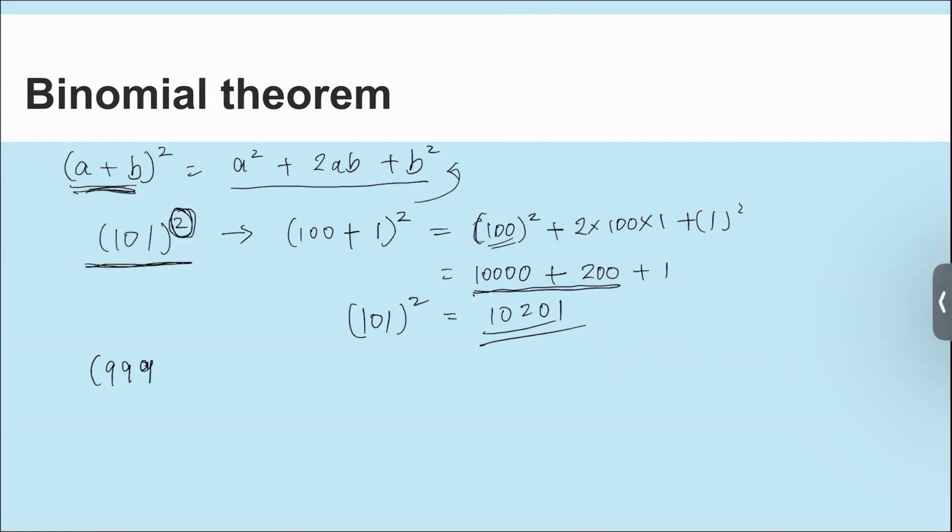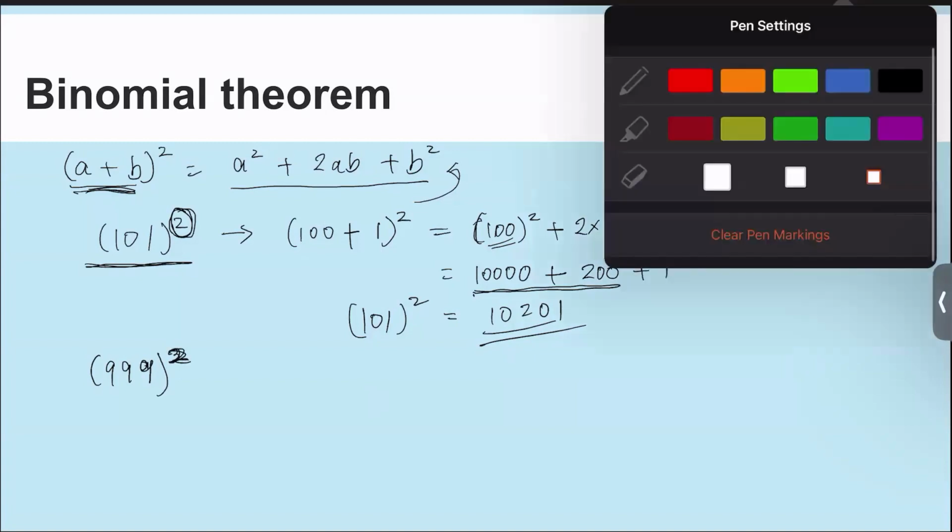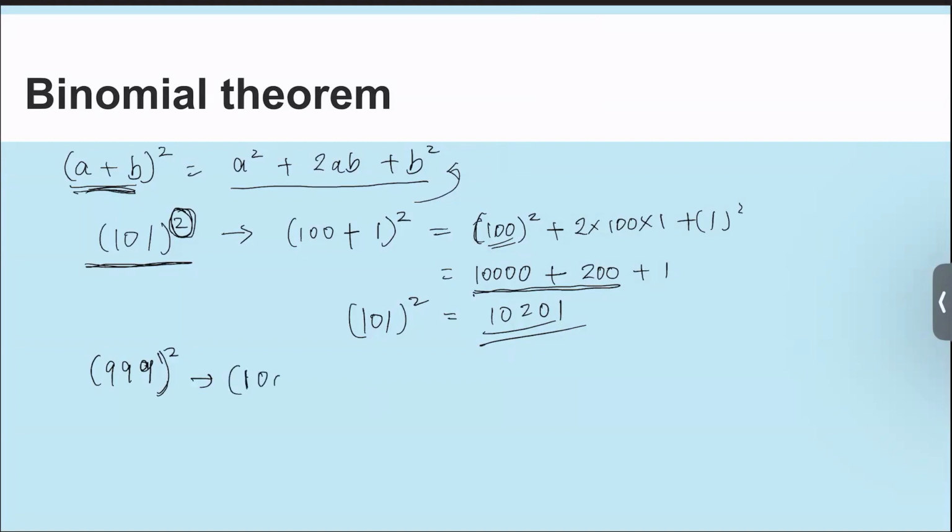Now suppose you have 999 and you want to find the square of this. If you write this again in the form that we have taken before, this would be (1000 minus 1) squared. So this would be 1000 squared minus 2 into 1000 into 1 plus 1. Again, finding the square of any multiple of 10 is relatively easy. You can easily convert any such number into this form and then use the identity.